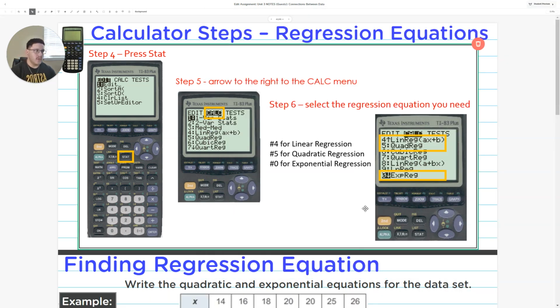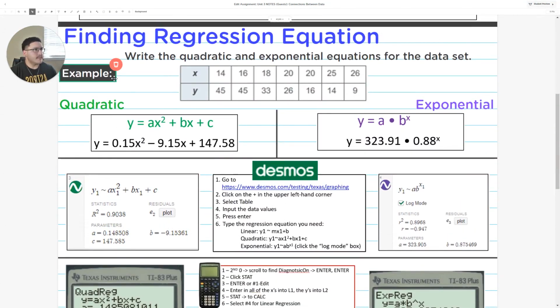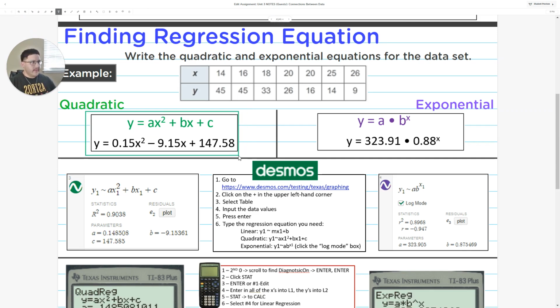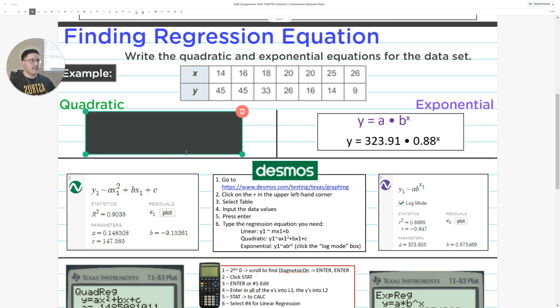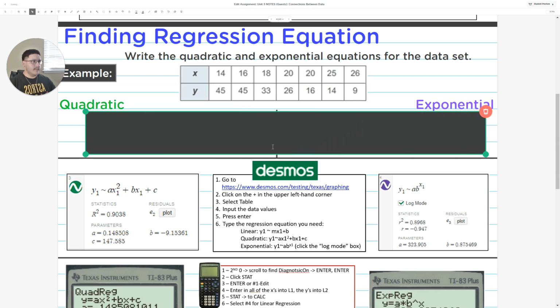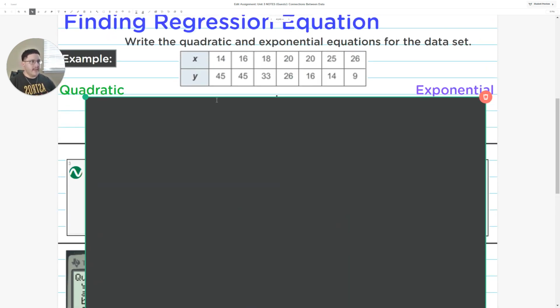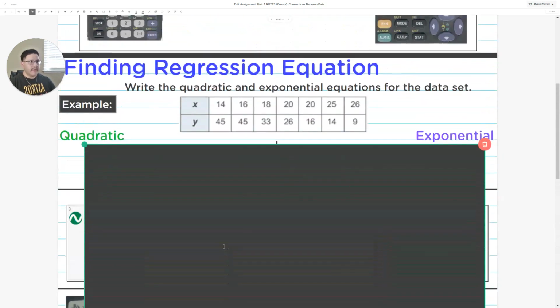Okay, now that's how to find the linear regression equations. So here's an example of how to do quadratic and exponential. I'm going to hide these just for the moment. We're going to go through this together and then have y'all work on the next question by yourselves. Okay?